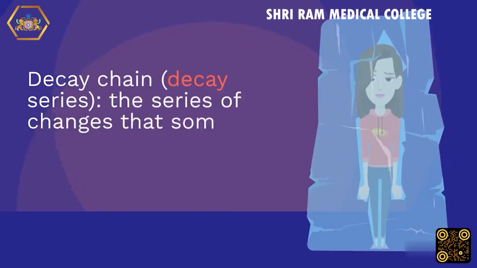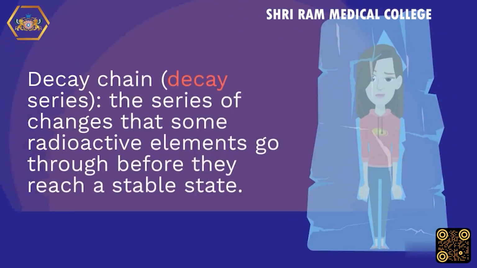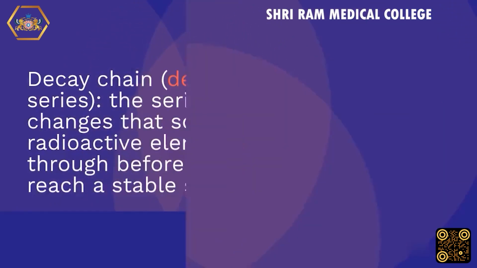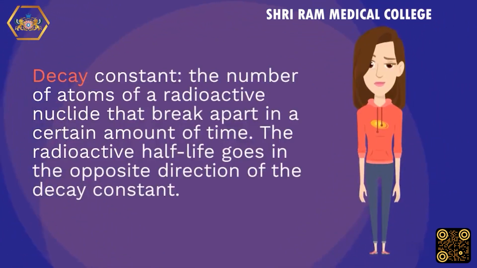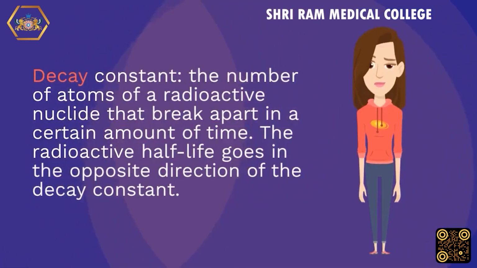Decay chain, decay series, the series of changes that some radioactive elements go through before they reach a stable state. Decay constant, the number of atoms of a radioactive nuclide that break apart in a certain amount of time. The radioactive half-life goes in the opposite direction of the decay constant.